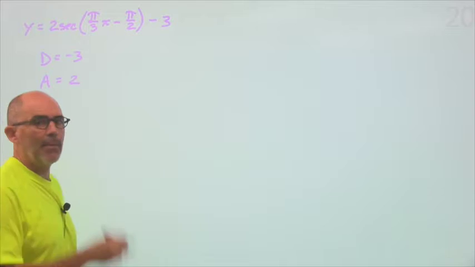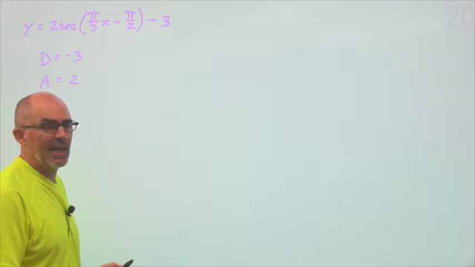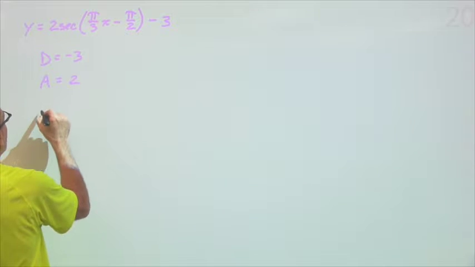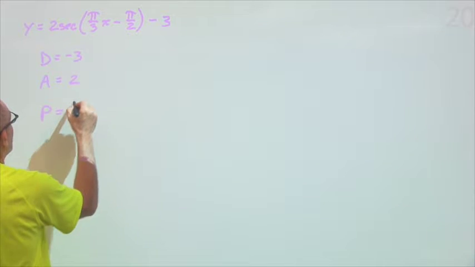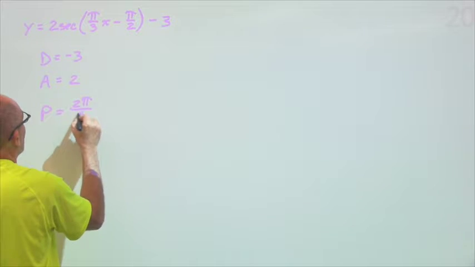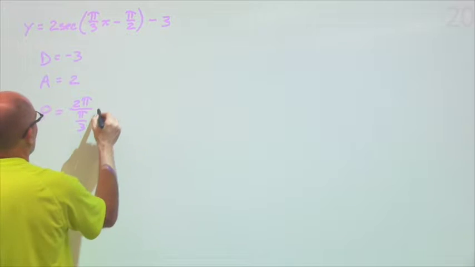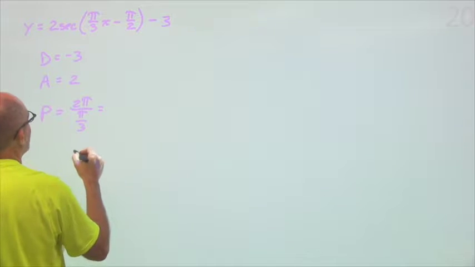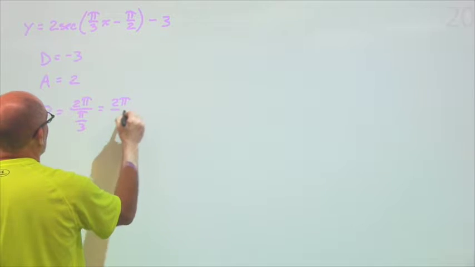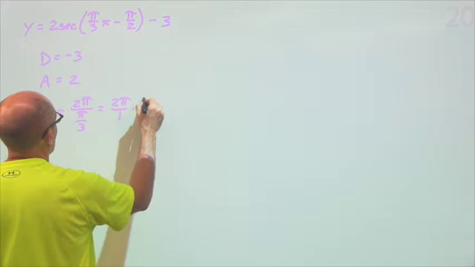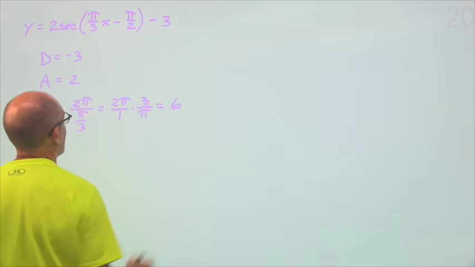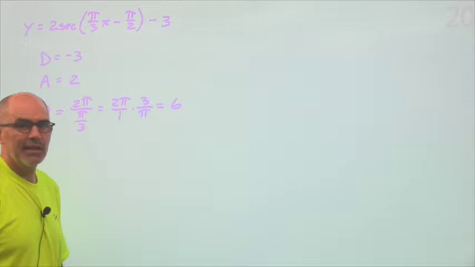So that means I'm going up 2 and down 2 from the midline. Then the period equals 2 pi over B, which is pi over 3. So notice this ends up being 2 pi times 3 over pi, which equals 6. So my period is 6.